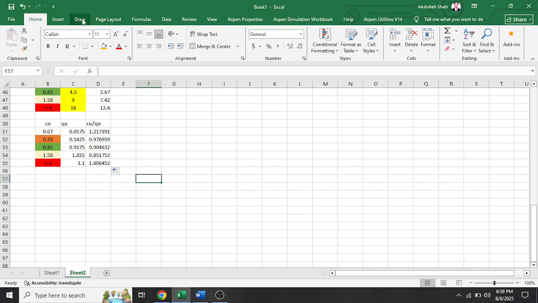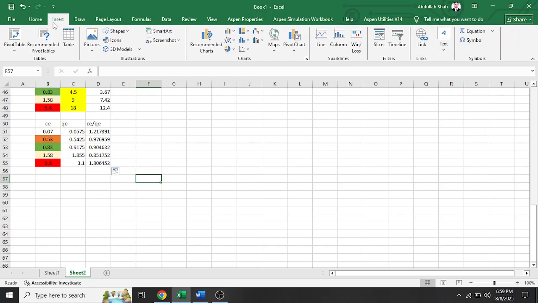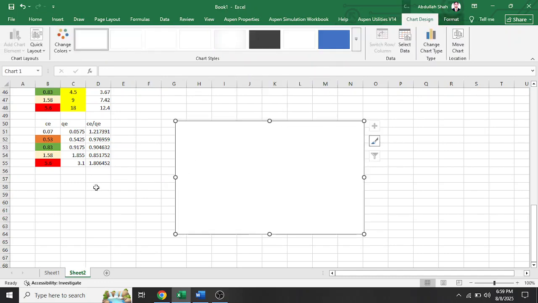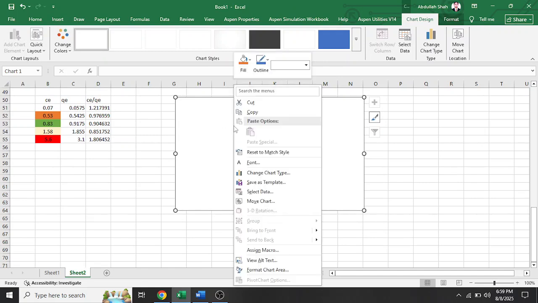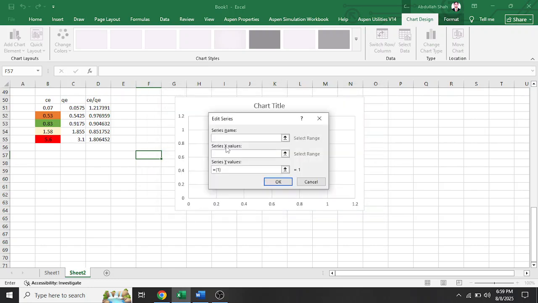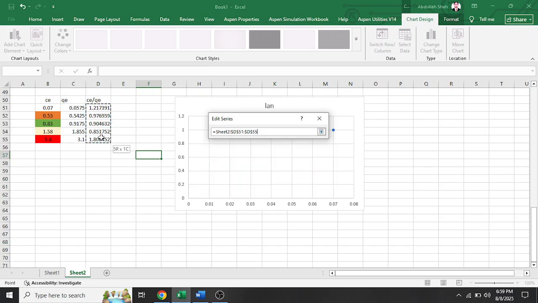So we will go to draw, insert, select data, add the series name, suppose Langmuir isotherm. On the x-axis, we will put CE. On the y-axis, we will put this one.